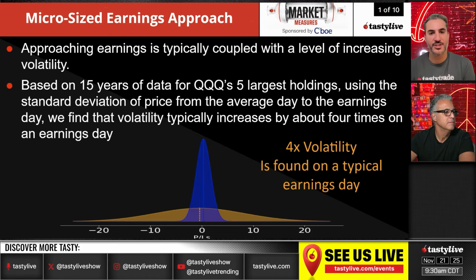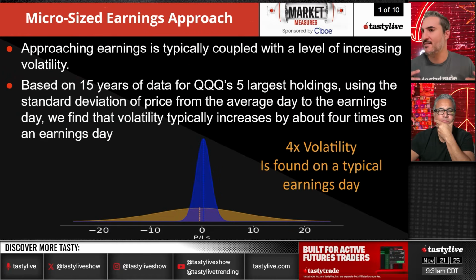Approaching earnings is typically coupled with increasing volatility, based on 15 years of data. We're looking at the Qs, the five largest holdings, using the standard deviation of price from the average day to the earnings day. We find that volatility typically increases by about 4 times on an earnings day. This is just a very basic discussion on expecting volatility into earnings.